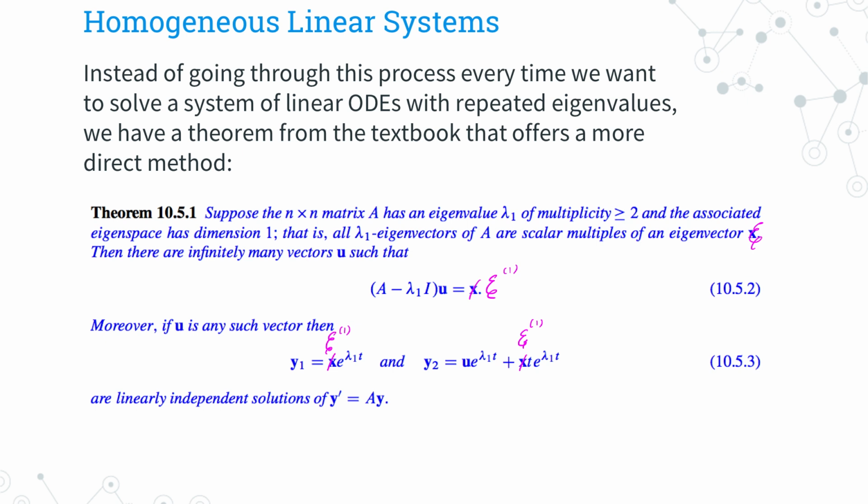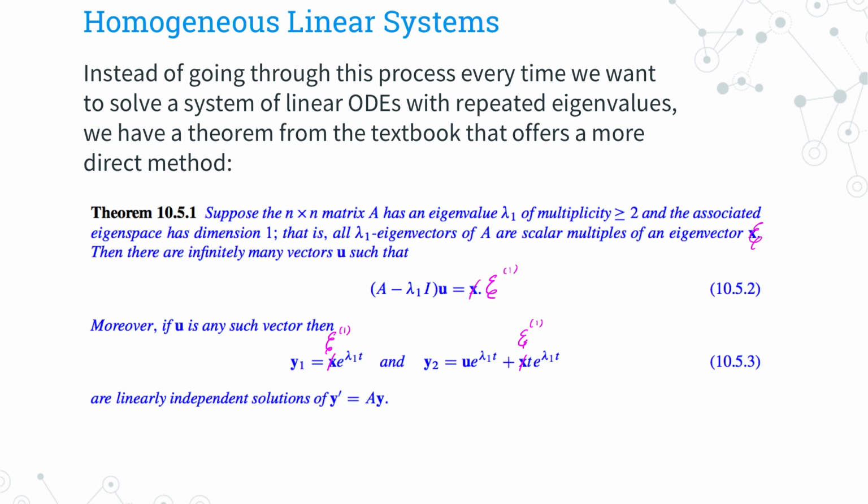Then there are infinitely many vectors u such that A minus lambda 1 I times u is equal to our eigenvector. And moreover, if u is any such vector, then y1 is equal to our eigenvector times e to the lambda 1 t, and y2 is u times e to the lambda 1 t plus our eigenvector times t e to the lambda 1 t. And they are linearly independent solutions of our homogeneous system.